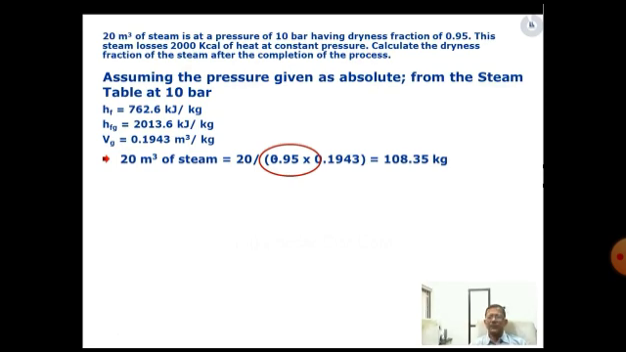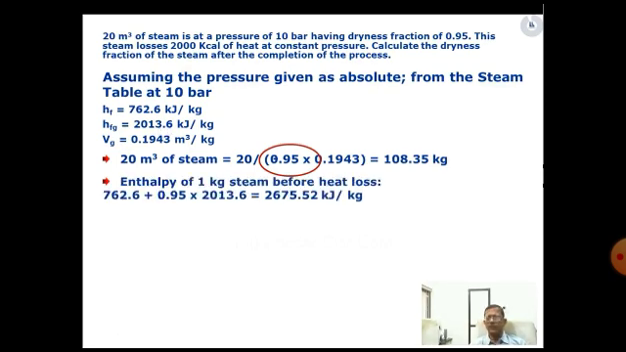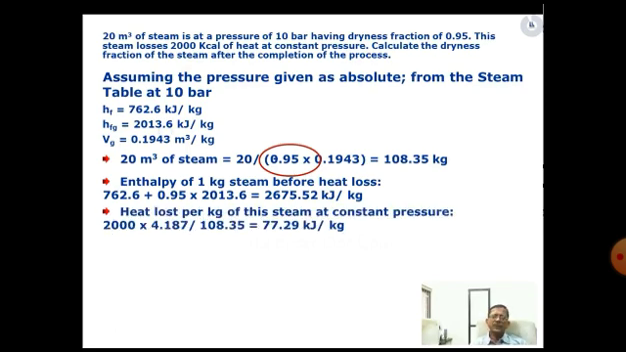We can find out the enthalpy of this steam because the pressure is known, the dryness fraction is known, and we know the enthalpy of wet steam can be calculated as HF plus XHFG. So we calculate the enthalpy of this wet steam before the heat loss. Now this 108.35 kg steam is losing 2000 kilocalorie heat. So first thing we need is how much heat is lost by per kg of steam. So heat loss per kg of steam, we convert the kilocalorie into kilojoule and then divide it by the mass to get the heat lost by the steam per kg.